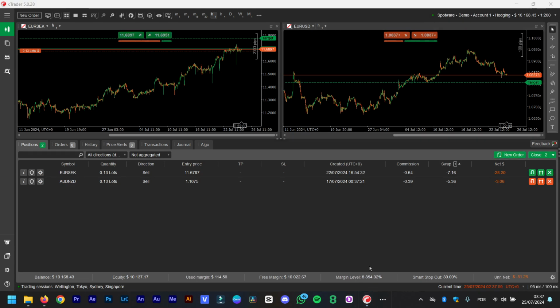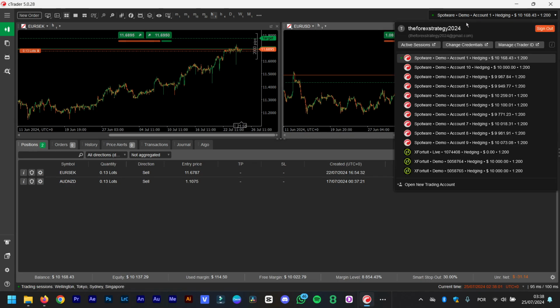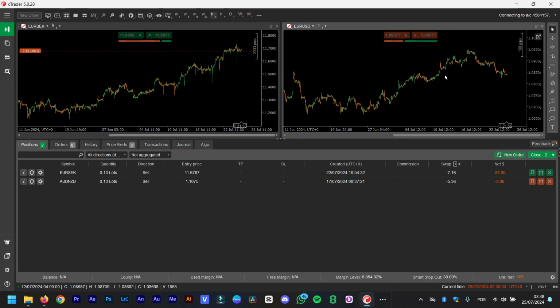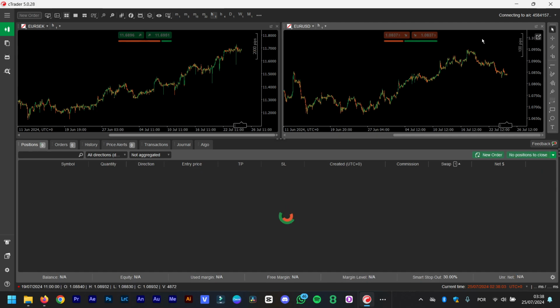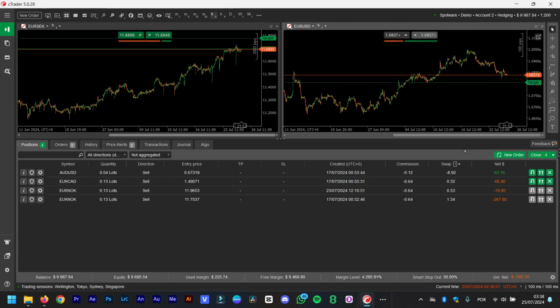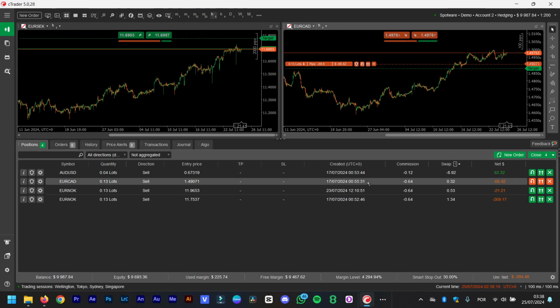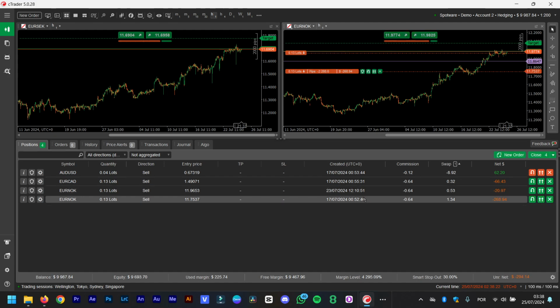As you can see, margin level is at 8,000%, which is really good. Let's go to account number two. AUD USD. Let's see. So EuroCAD negative. We have EuroNOK negative as well.